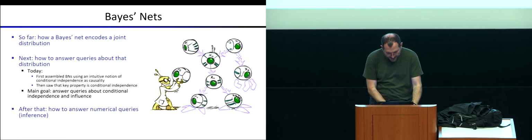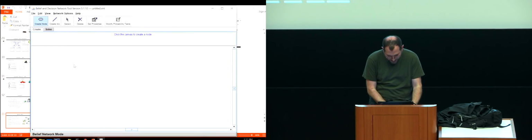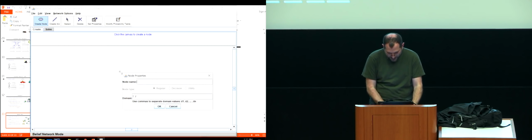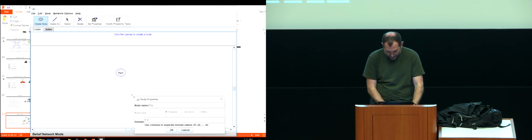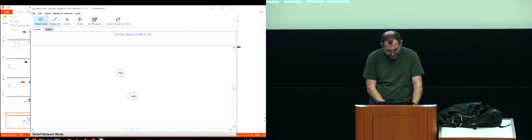Okay, so let's peek inside a Bayes net. Let's build one. Let's create some nodes. Let's do traffic. Let's build a node, rain. I'll let it stay true or false. There it is. We decided rain causes traffic. There's rain, there's traffic. Let's create an arc from rain to traffic.